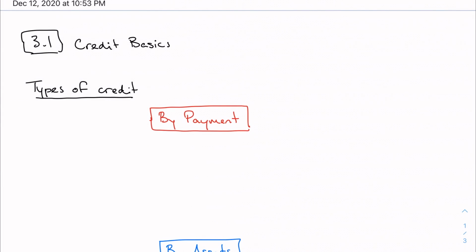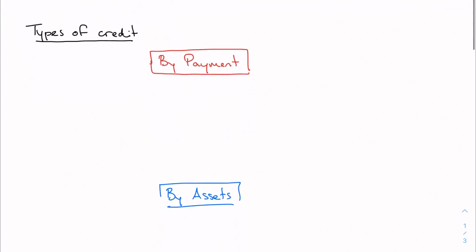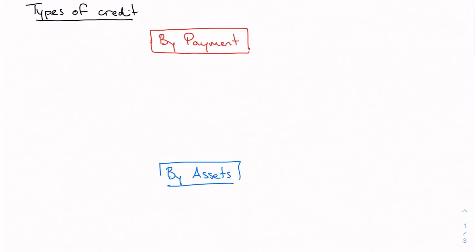So we're starting a brand new unit talking about loans and credit. And in this first section, we're talking about just the basics, just starting to understand some of the terminology, starting to understand some of the simpler ways that credit kind of works. And the way we're going to talk about credit, we can talk about credit in three different ways.